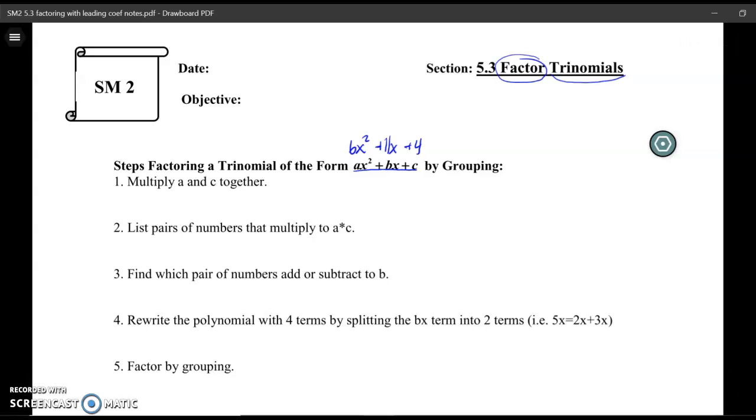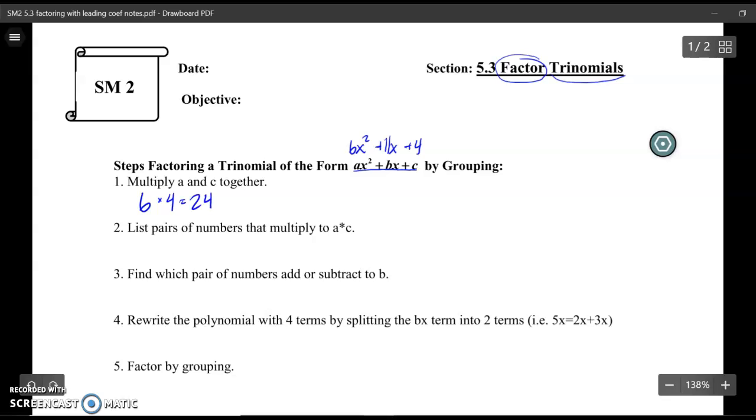So here's the steps that we're going to do. We're going to go through the steps, and then I'll talk to you guys about why those steps are the way they are. So my first thing I have to do is multiply a and c together. So a is the number in front of your x squared, and c is the constant. So I do 6 times 4, which is 24.